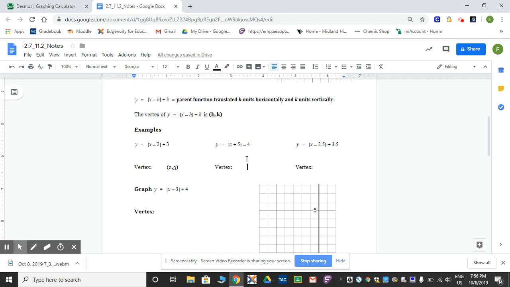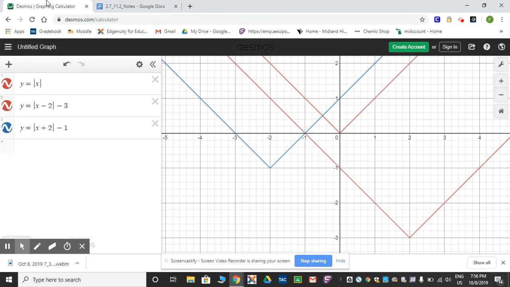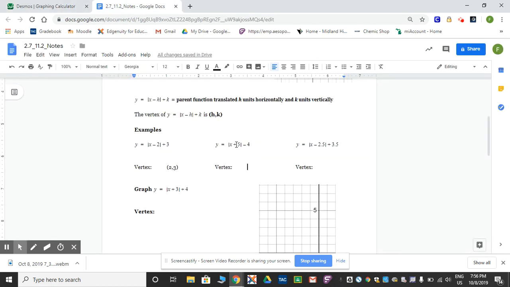I go to this next one. Okay, I have x plus 5. So remember on this graph over here, when we added 2, we went left 2. So if we add 5, we're going left 5. It's just like I'm subtracting negative 5. So my vertex for this one's actually going to be negative 5, comma, negative 4. So I have negative 4 for my k. Okay, so right there we can see k is negative 4.